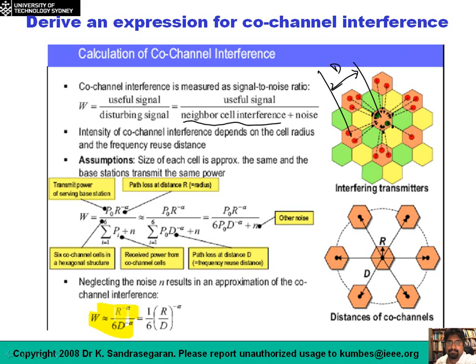We see that if we assume that we can neglect the effect of other noise, and that all the base stations are transmitting at the same power, and that this distance, capital D, is much larger than the distance R, then we can obtain an expression for the carrier to interference ratio. So the carrier to interference ratio is given by this expression. It's directly proportional to the size of the cell, and inversely proportional to the distance between cells.